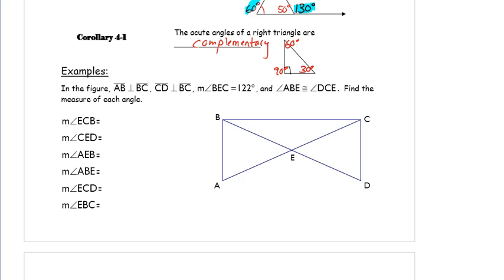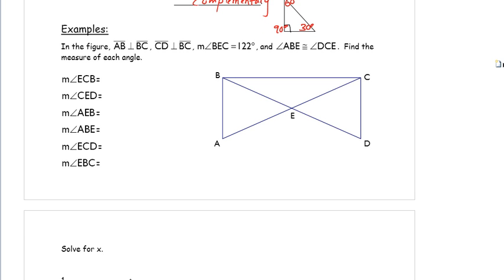Let's look at a couple of examples. Again, just looking at what we looked at yesterday, making sure we understand what symbols mean, all that stuff. How we label a diagram. AB is perpendicular to BC. So you see AB, you see BC, show me that's perpendicular. Taking care of that. CD is perpendicular to BC. Okay, show me that.